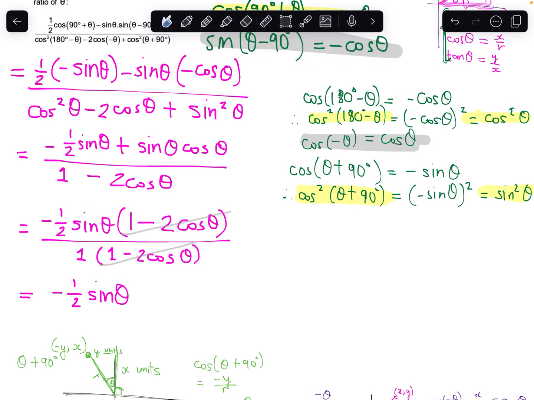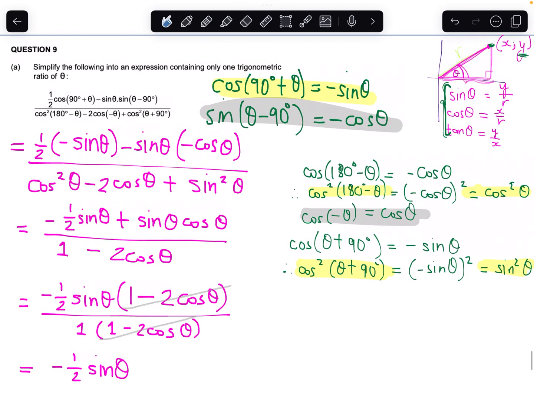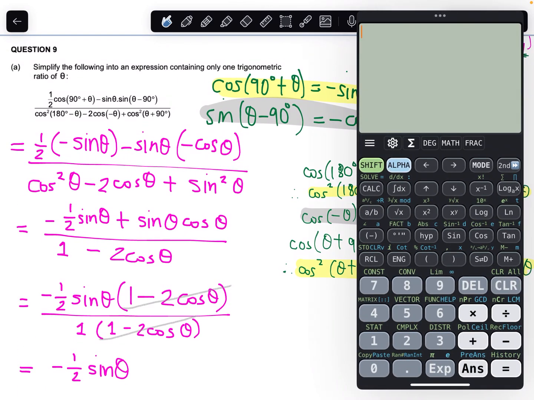Right, and the beautiful thing about a question like this is you can then take any theta you please, any value for theta that tickles you, and see if the equation holds. So I'm going to choose theta as 223. So we have a half times cos of 90 plus 223 minus sine of 223 times sine of 223 minus 90.